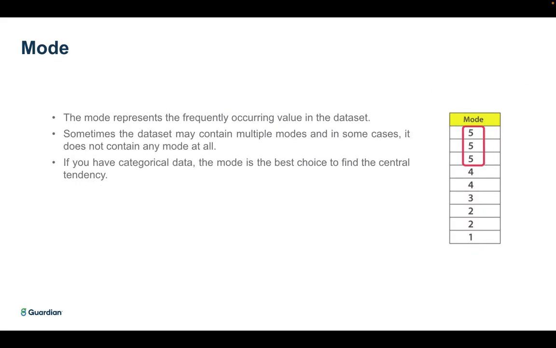Now moving on to the mode. Mode tries to find out the most frequently occurring value in a given data set. So as you can see in the diagram, 5 is the most frequent number, so the mode of this particular distribution is going to be 5.